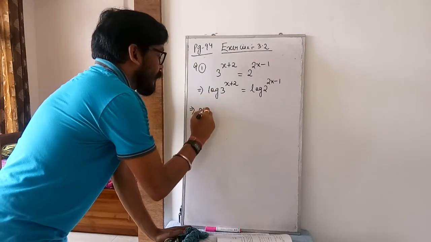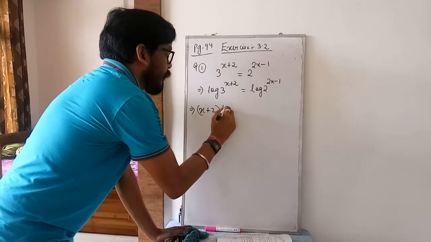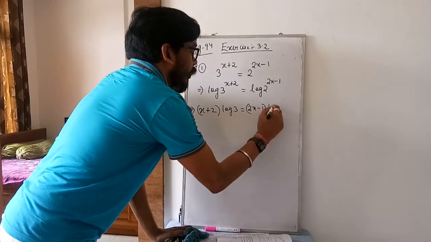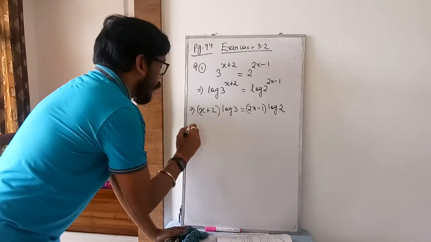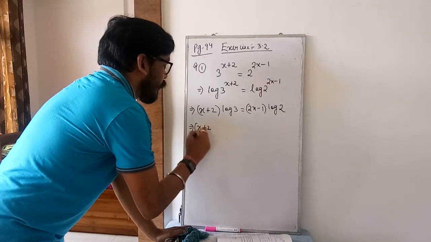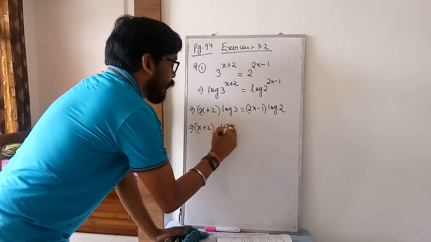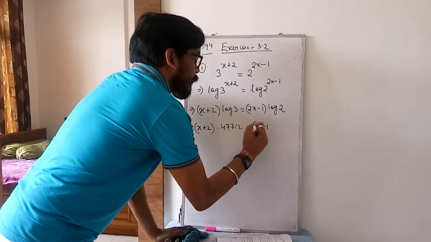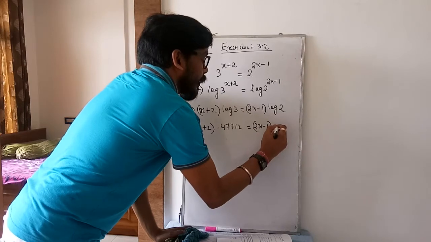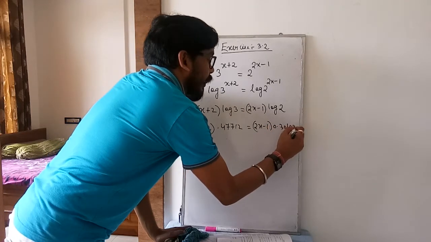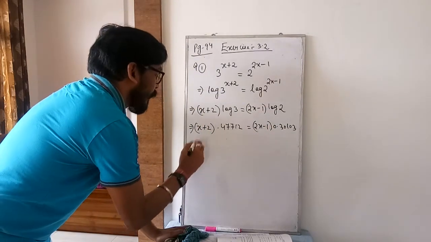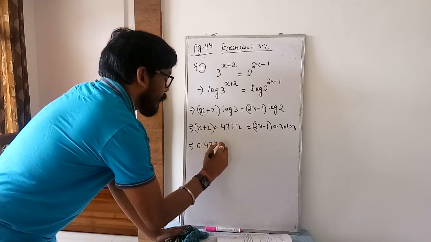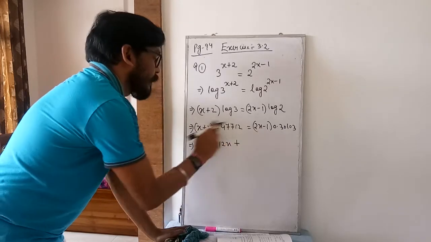Power comes in the coefficient, so it is (x plus 2) log 3. Power will come in the coefficient, (2x minus 1) log 2. Log 2 and log 3 values you already know. Log 3 is 0.47712. Log 2 value is 0.30103. So I multiply x into this: 0.47712x plus 2 into this.